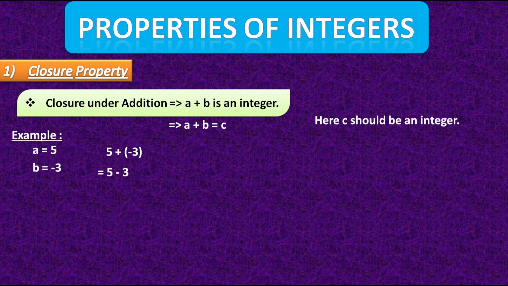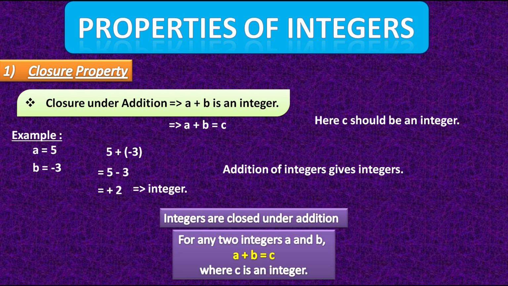Now 5 minus 3 gives us the answer 2 with a plus sign, that is plus 2. Why plus 2? Because the bigger number has a plus sign, so I wrote the answer as plus 2. And plus 2 is an integer. Therefore, we can say that addition of integers gives us an integer only. Therefore, integers are closed under addition. For any two integers a and b, if we add a plus b, then we will get the answer c, which is an integer. So closure property holds for addition.